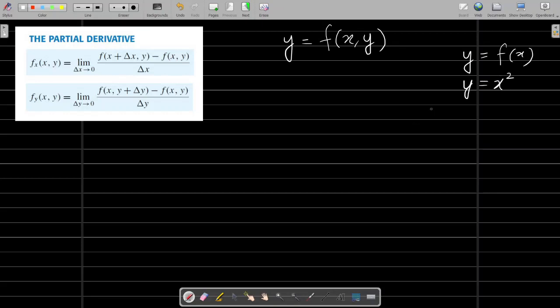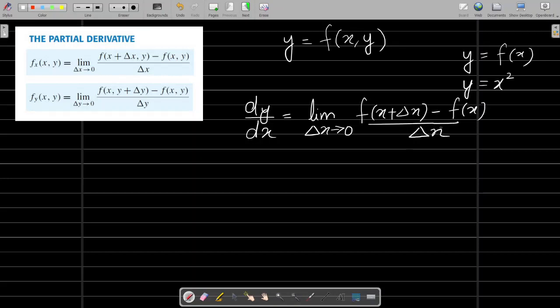In such functions the derivative is defined like this: dy by dx is equal to limit delta x goes to 0 of f of x plus delta x minus f of x, divided by delta x. This limit, as delta x goes to 0, if it exists, we say that the derivative exists. You've already studied all the formulas, how to evaluate the derivatives of a lot of functions. Now here we are going to move on to functions of two variables.